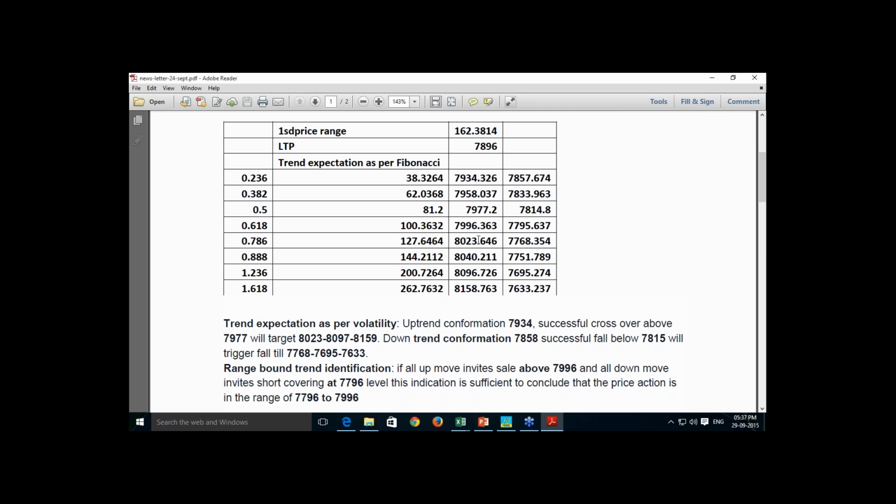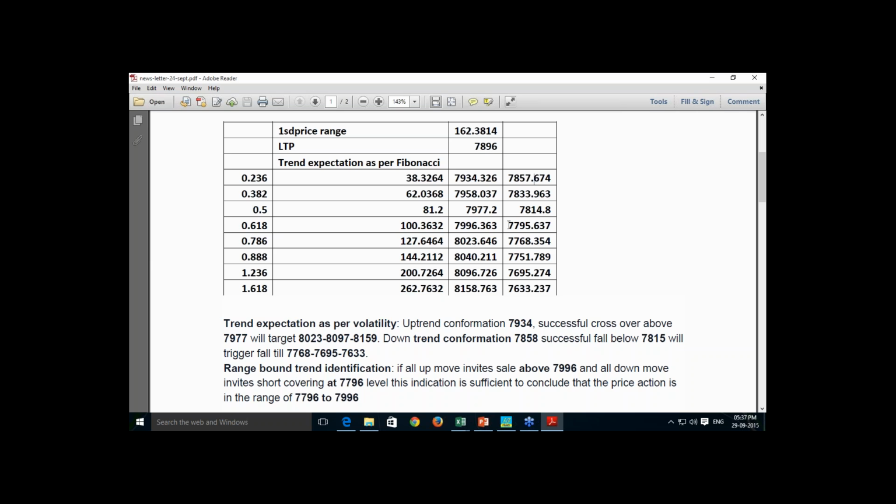Simple hedging you can do: bull spread, bear spread, straddle and strangle, definitely having a time value decay part. I am not talking about any complex strategy. I am talking about simple bull spread, simple bear spread, net debit bull spread or net debit bear spread, which will be very beautiful strategies you can form. You can form beautiful calendar strategies also.